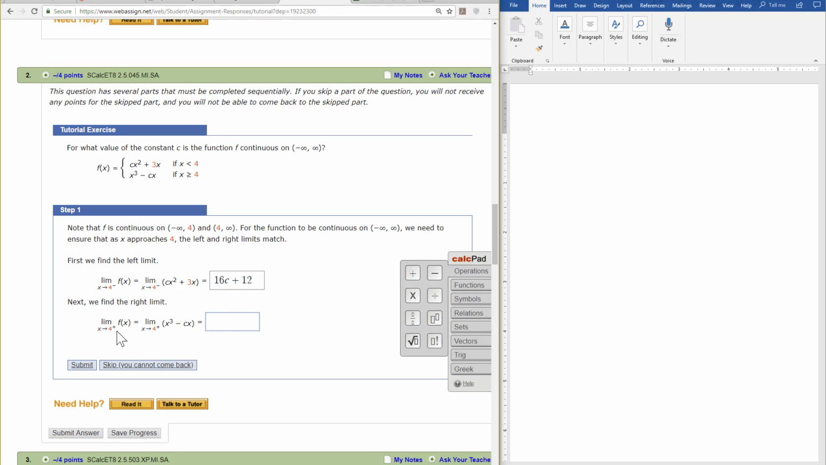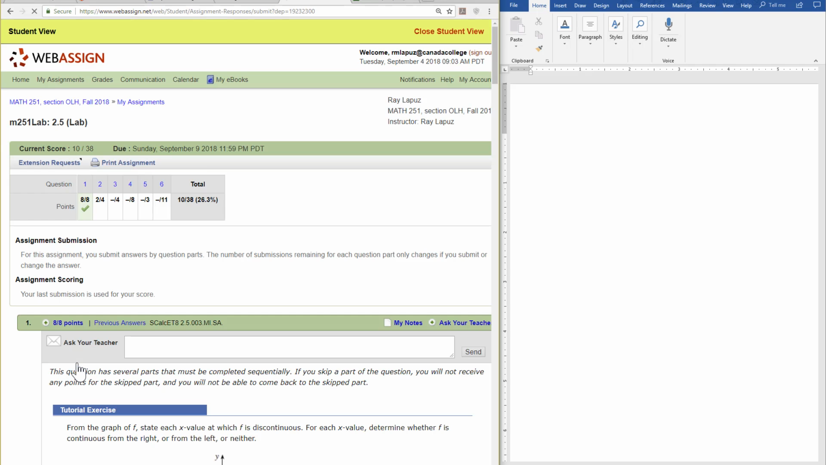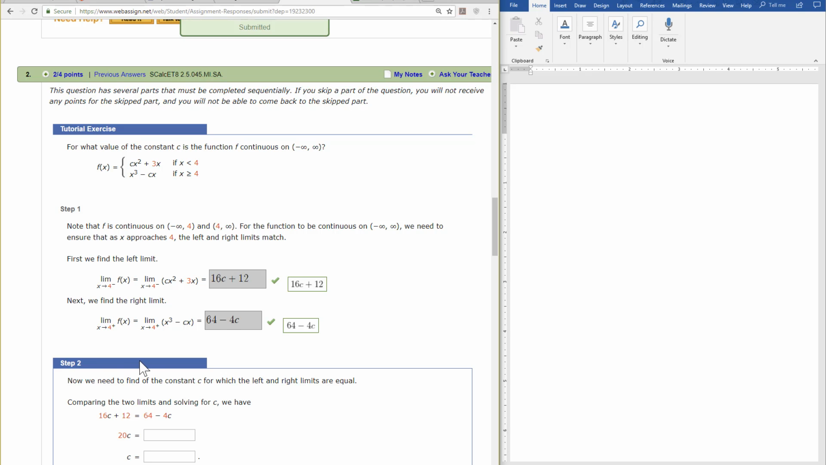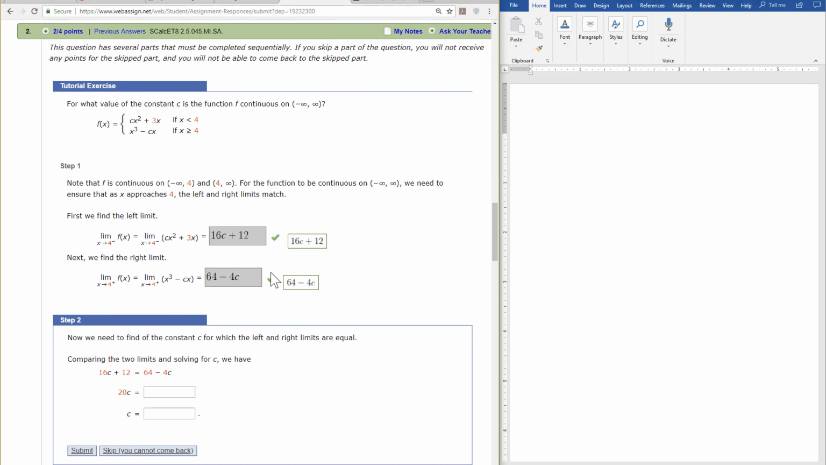And then likewise, as x approaches 4 from the positive side, we use the other function, and again we put the value of 4 in. So 4 times 4 times 4 is 64 minus 4 times c, c times 4 is 4c. Alright, so let's check that. Looks good so far.